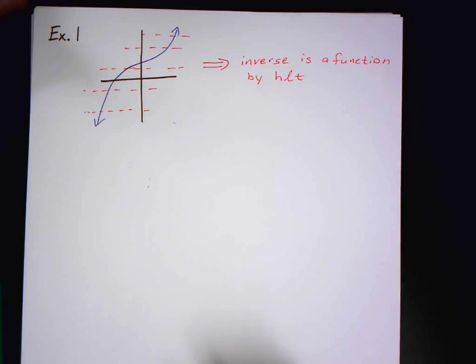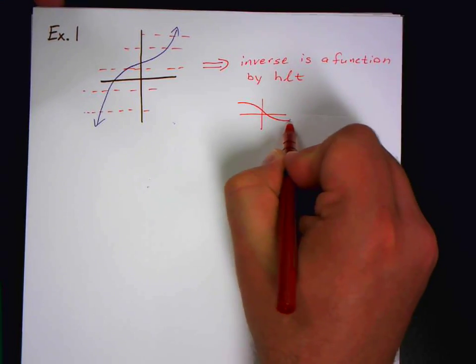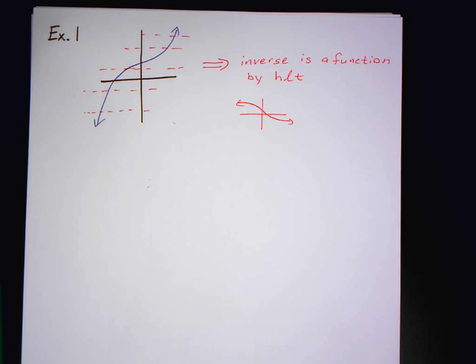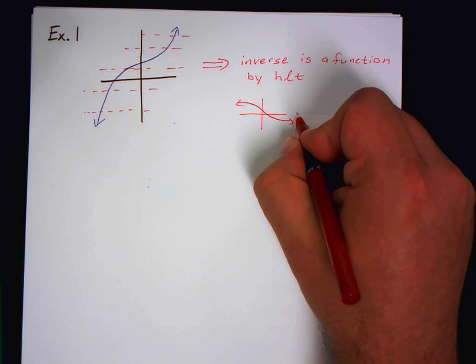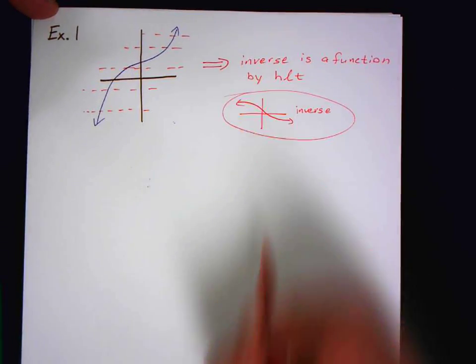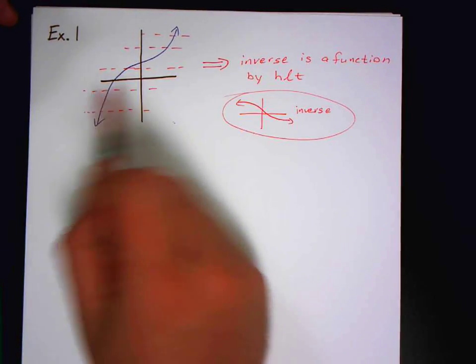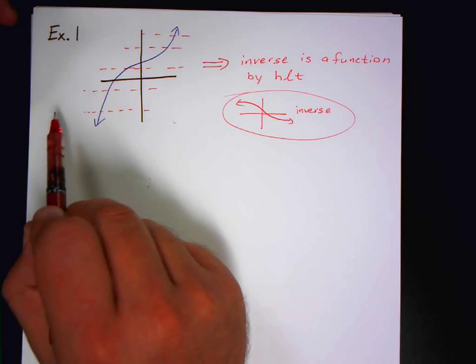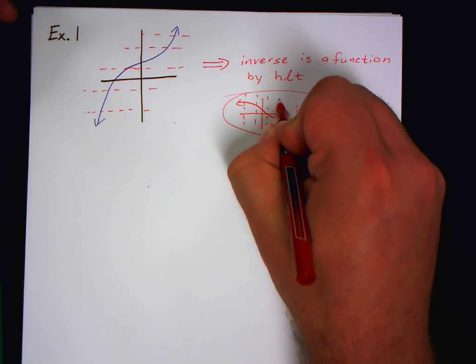Or your horizontal line test, because the inverse would actually look like this. This is what the inverse would look like. The inverse would look something like this. That is a function, correct? But again, we want to know that without having to worry about getting this. So the horizontal line test tells us this function, because every single one of these horizontal lines translates into a vertical line on this picture.